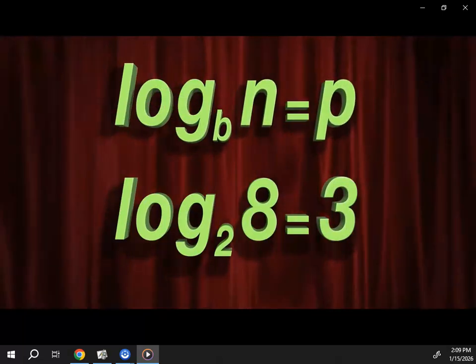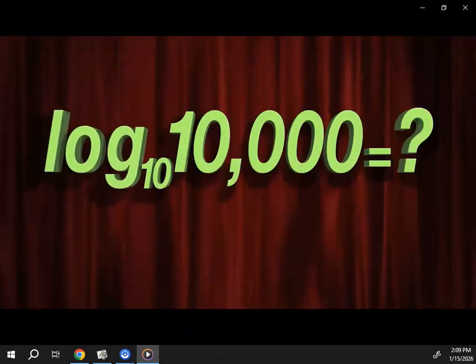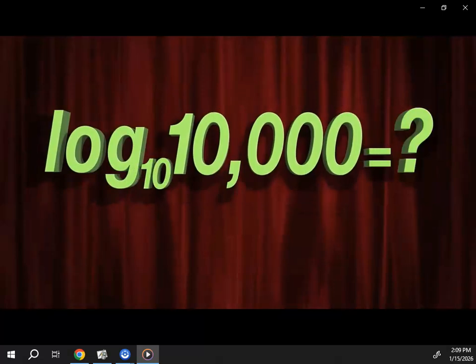This is starting to sound a bit confusing with all the variables. So let's show this with an example. What is the value of log base 10 of 10,000? The same question could be asked using exponents.